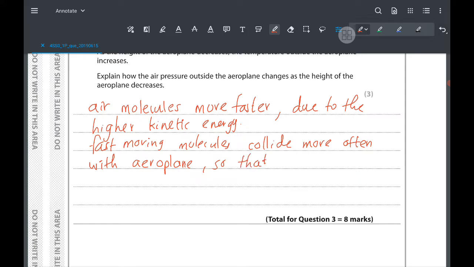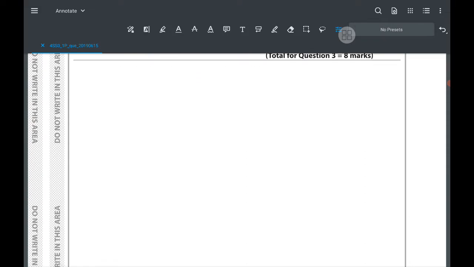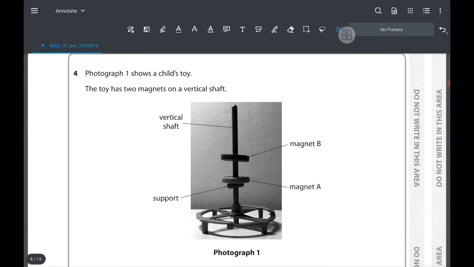So that pressure increases. Now you can say temperature is proportional to the kinetic energy. You can mention it that way also, rather than mentioning due to the higher kinetic energy. You can directly say temperature is proportional to the kinetic energy. Okay. Next question. Question number 4.